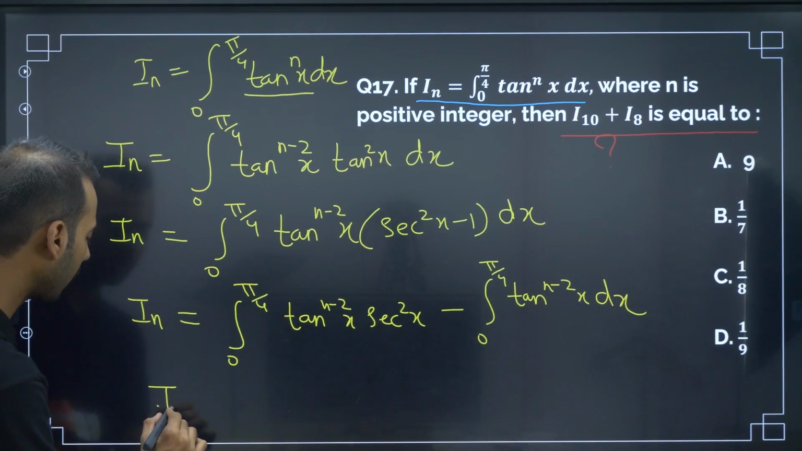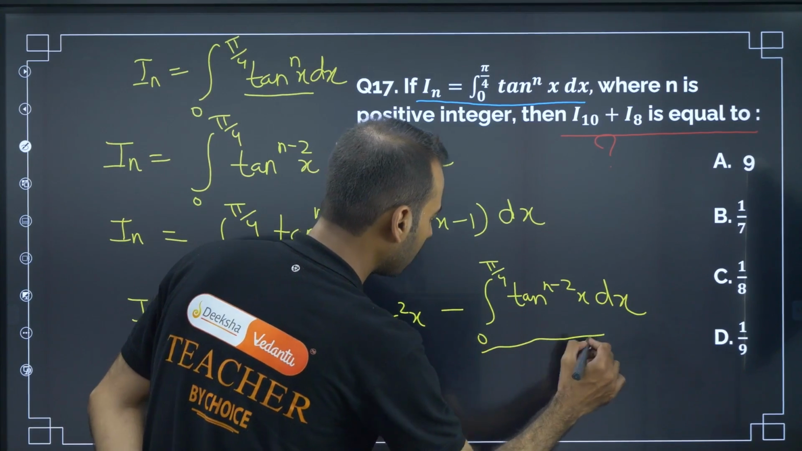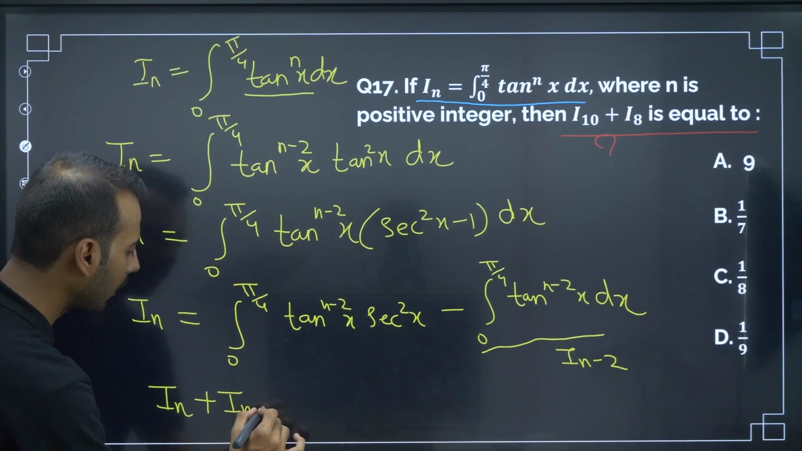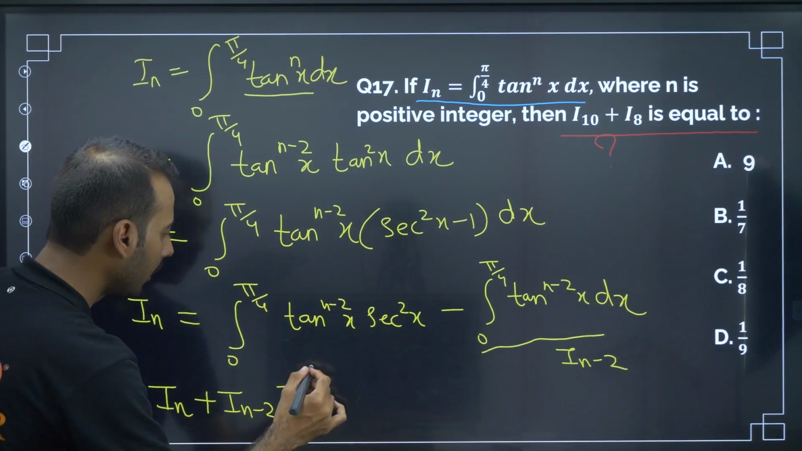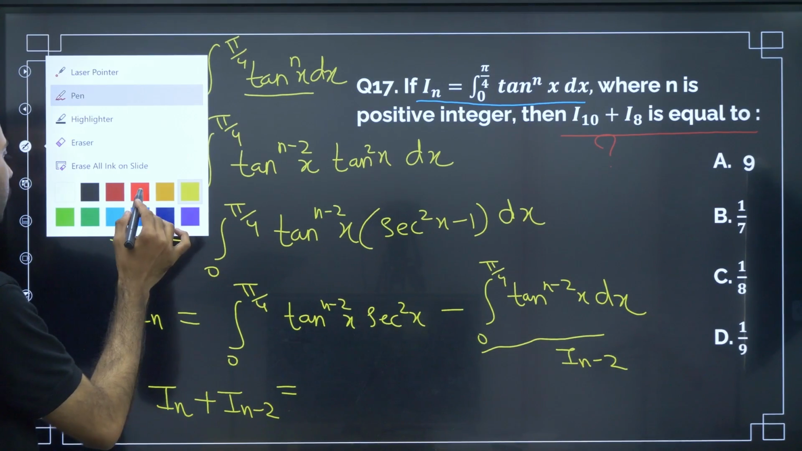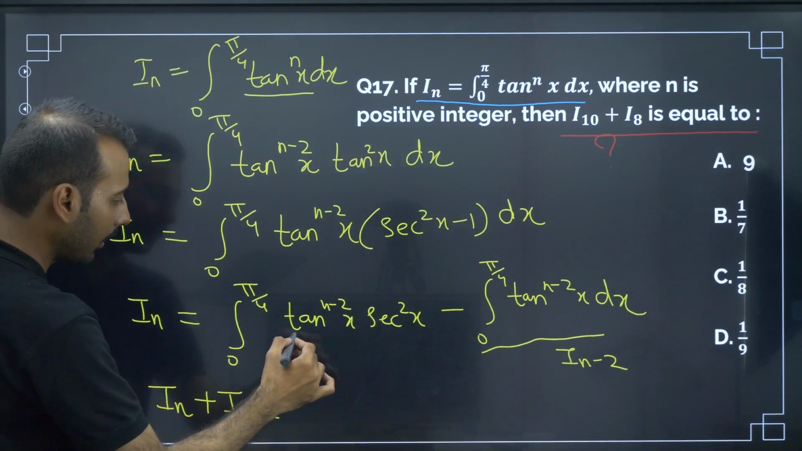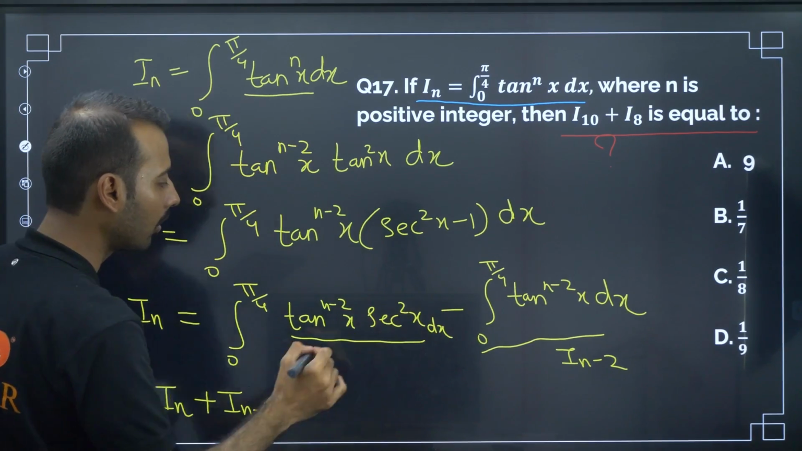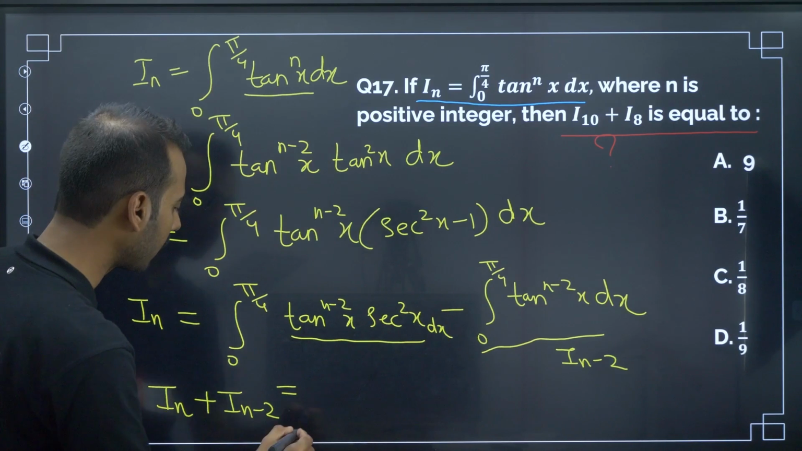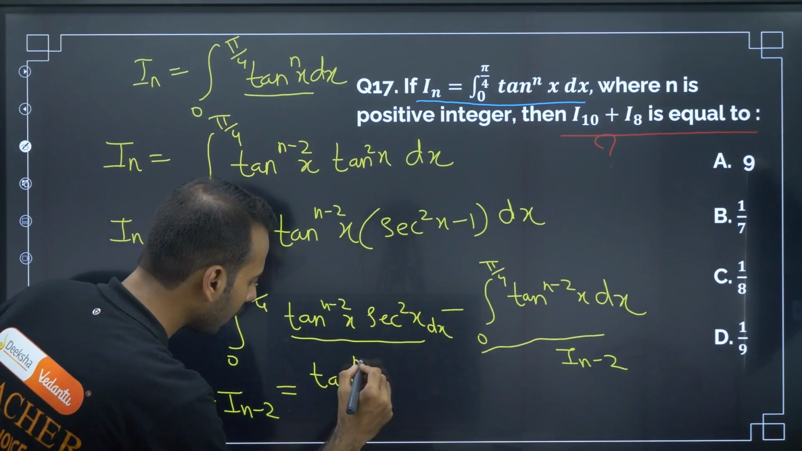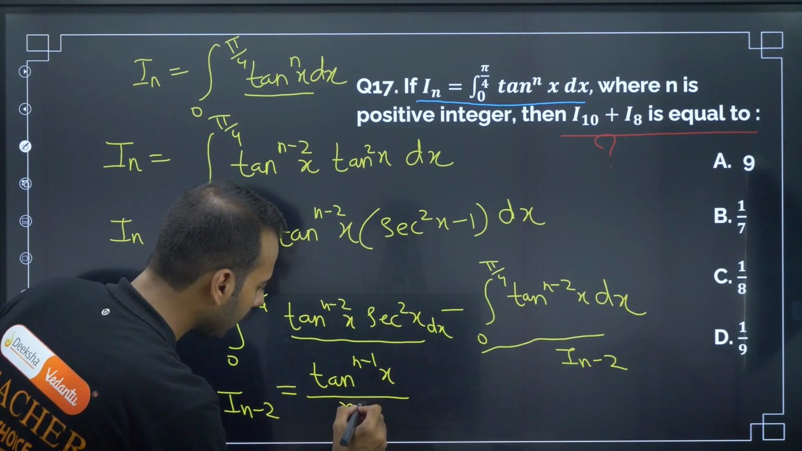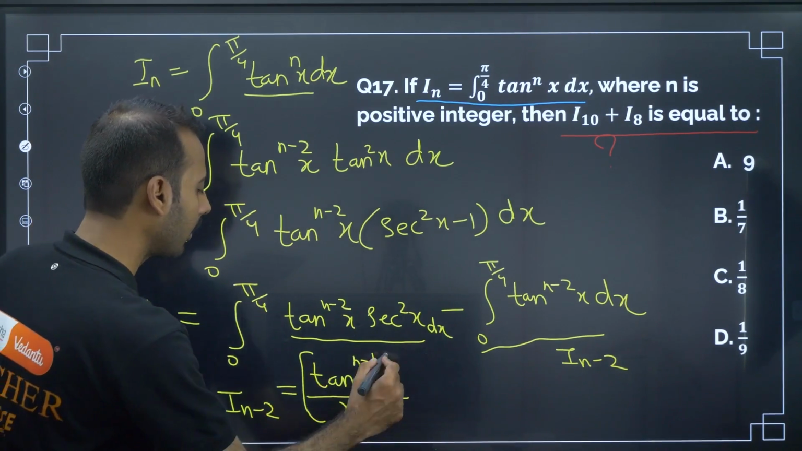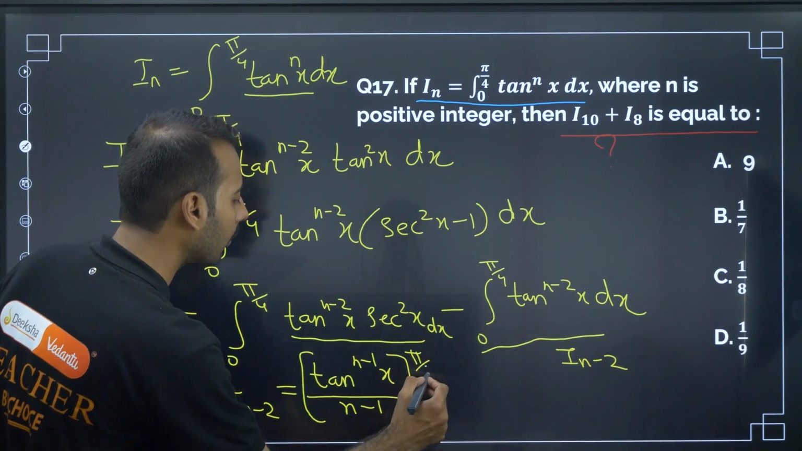So In, and this term is I n minus 2. If I transpose it to the other side, it becomes In plus I n minus 2. Here it is minus, here it becomes plus. So here I am integrating this. After integrating this, dx is missing, but in a competition exam nobody will see all this calculation, they are only interested in the ultimate answer. So this becomes tan n minus 1 x by n minus 1, from 0 to pi by 4.